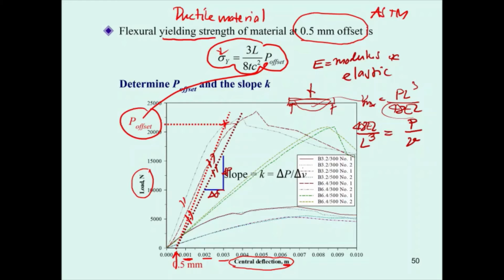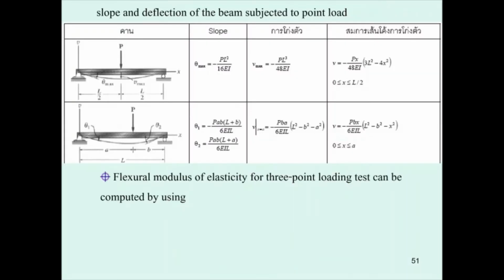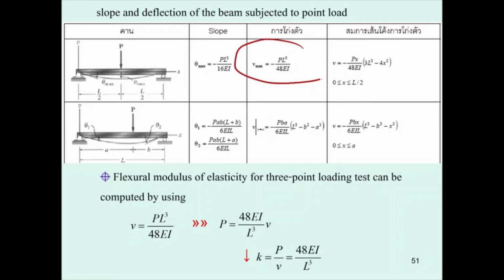So actually the K can be related by this equation, and if you know K, we can determine the E. The flexural modulus of elasticity of a 3-point loading test can be determined by this. As I did before, you rearrange the equation like this, and then you get K equal to 48EI divided by L cubed. By doing this, you get this equation. If you don't know it, you can open your textbook and find it easily, and then you get the E of this material of the beam easily.